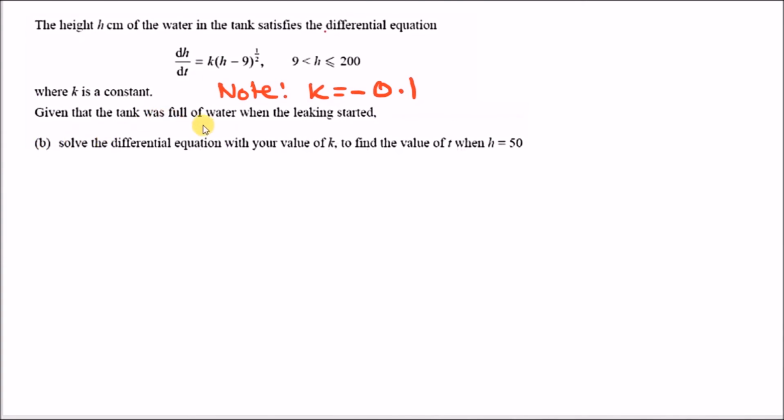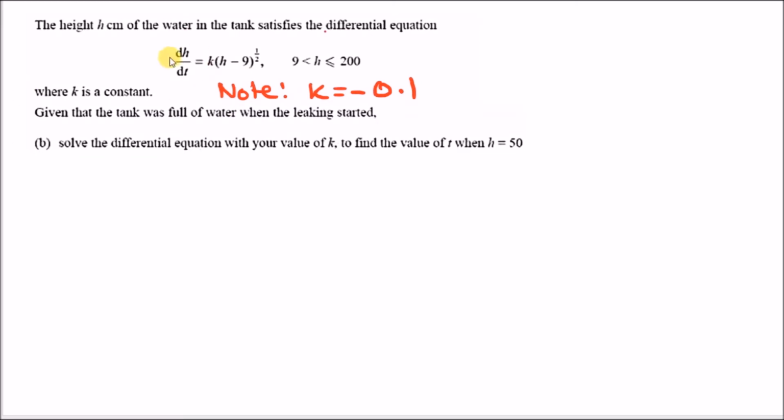So given that the tank was full of water when the leaking started, where our differential equation is given by this, where k is minus 0.1 and h is the height, solve the differential equation with your value of k being minus 0.1 to find the value of t when h is 50. Okay, so first thing we have to do is pretty much figure out how to solve this differential equation.